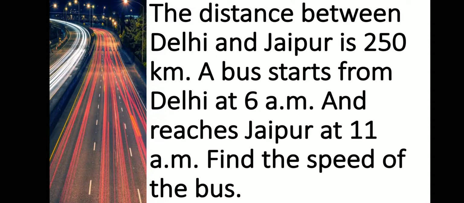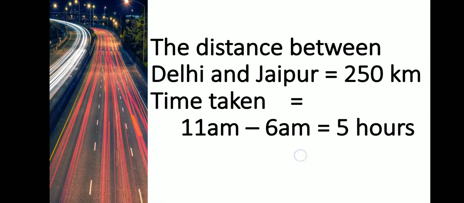The distance between Delhi and Jaipur is 250 km. A bus starts from Delhi at 6 am and reaches Jaipur at 11 am. Find the speed of the bus. Now let us find out the speed of the bus. The distance between Delhi and Jaipur as given is 250 km. Time taken by the bus, we'll find out from the time given. 11 am minus 6 am, that comes to 5 hours.